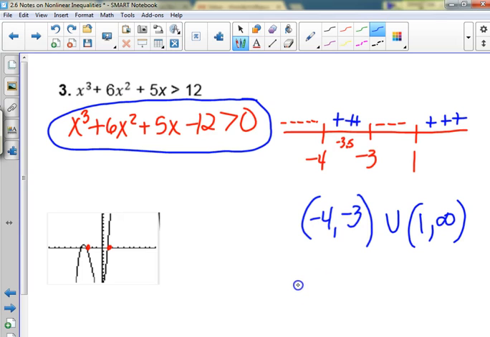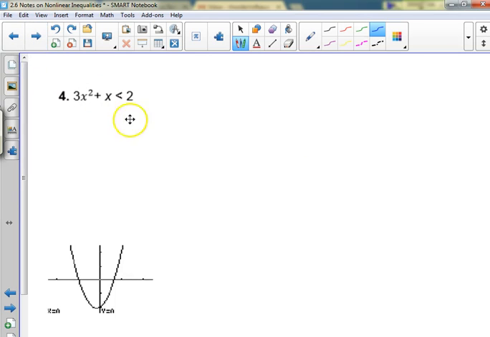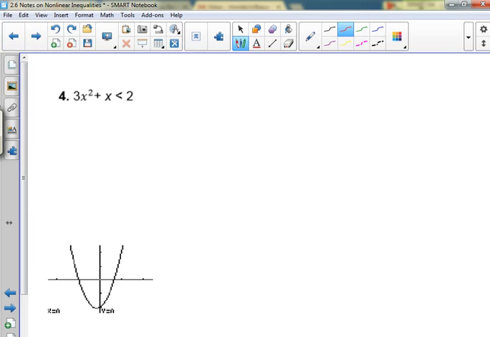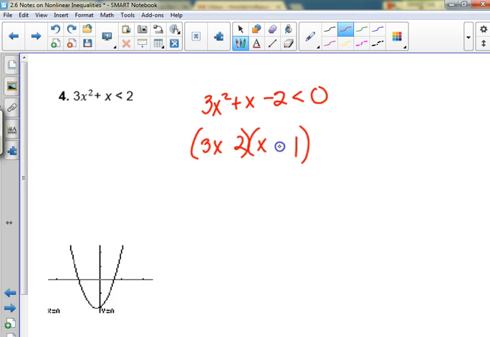This seemed pretty easy so far. All right, so last example, I think, isn't it? Yep. Number 4, what do we want to do first? Yeah, 3x squared plus x minus 2 is less than 0. Just way easier if we compare it to 0. Does this one factor? 2 and 1, let's see, we need a +3 and a -2. Does that work? So what are our critical values?